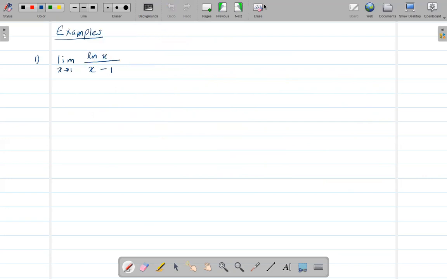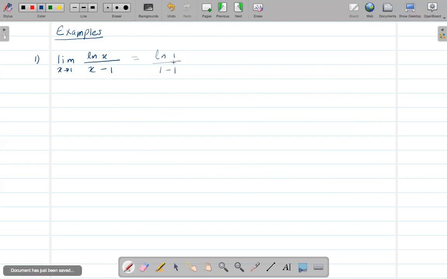Okay, so using that fact, let's see what the limit of this one is. Based on what we have learned so far, if I plug this in, as x goes to 1, then on the top it will be the natural log of 1, and on the bottom it will be 1 minus 1.